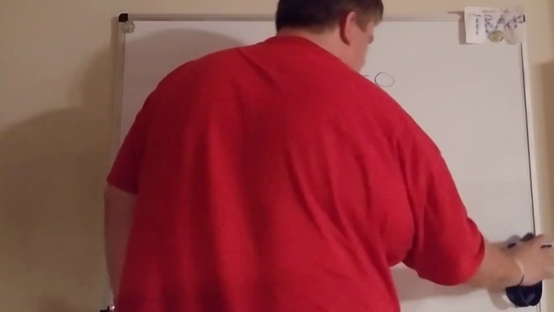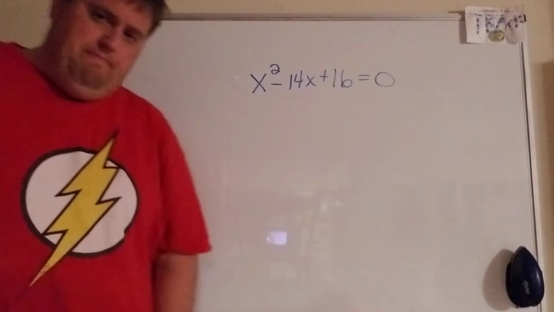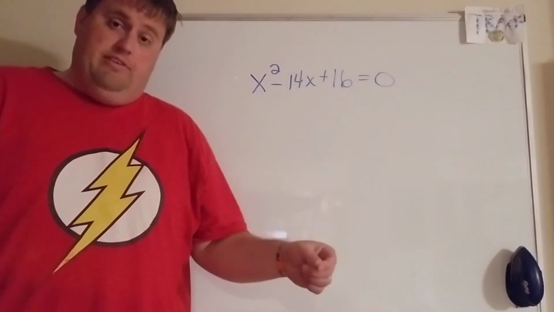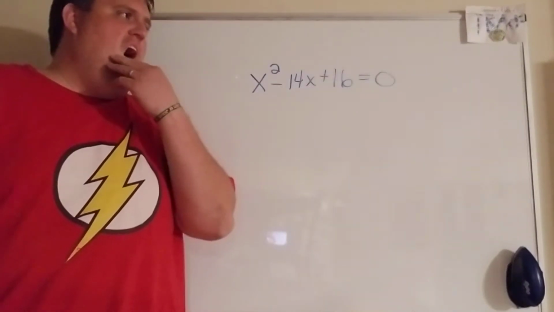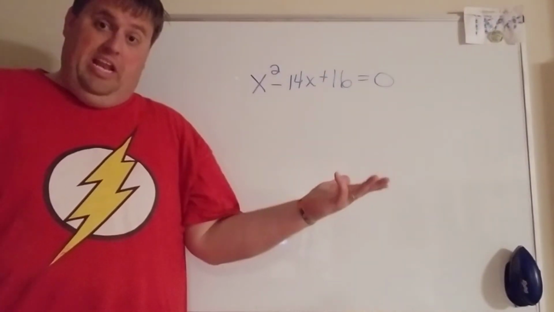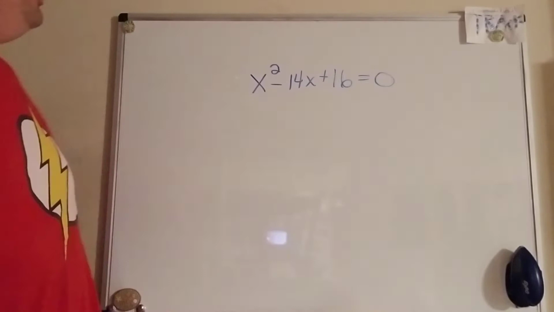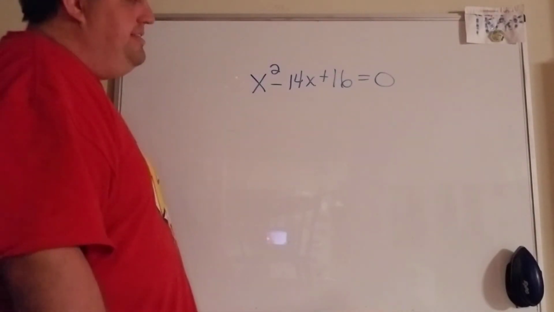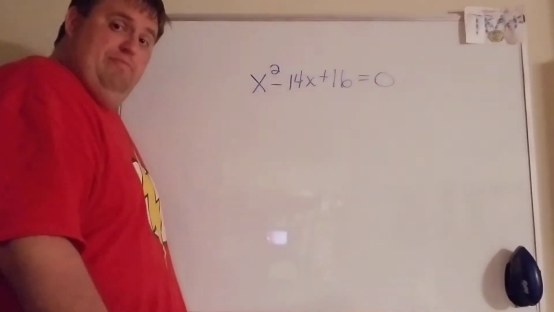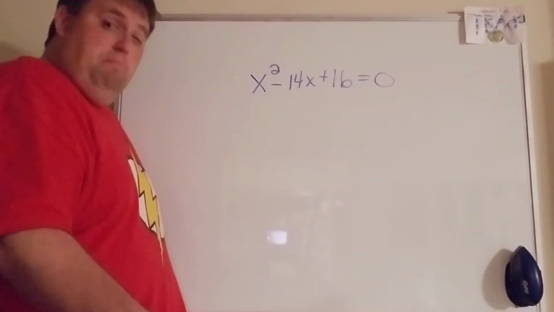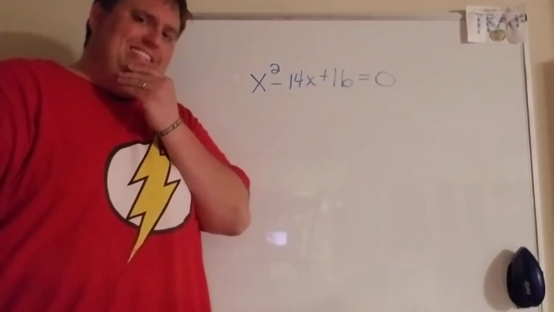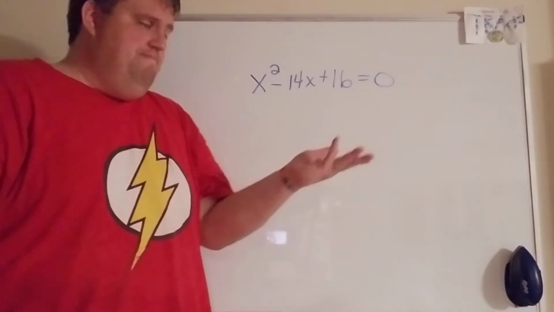Well, this is where completing the square comes in, because what we can do is make it so that it can factor. That sounds kind of weird probably, and it is. So what we're going to do is create a perfect square, which is why it's called completing the square. Literally, we're going to make it so that it factors perfectly.